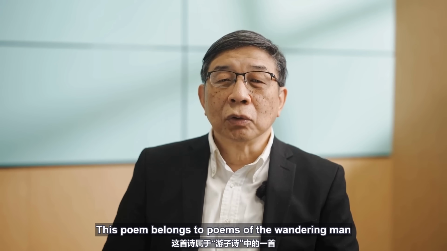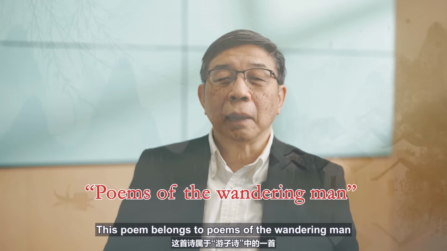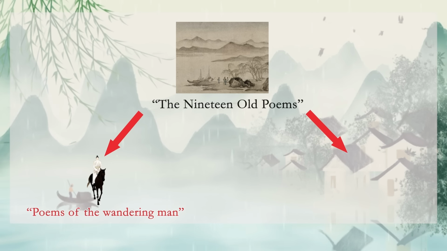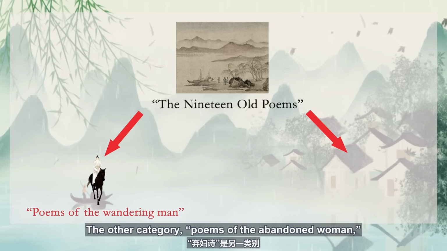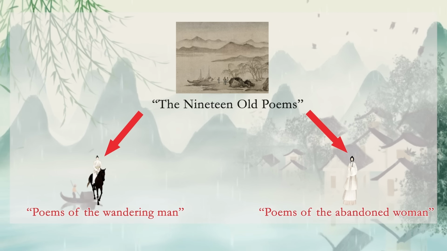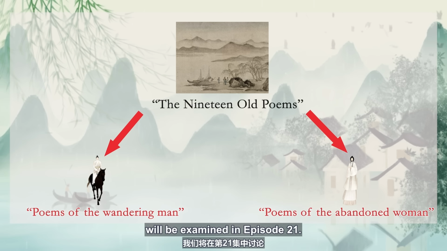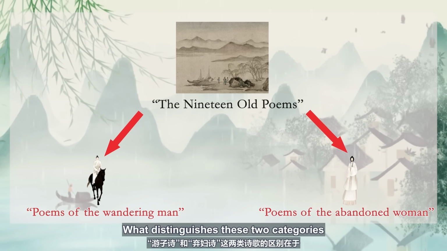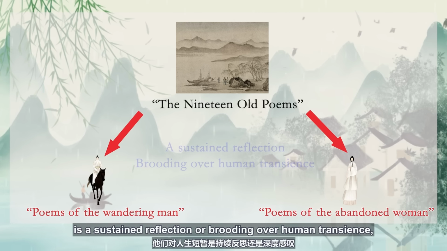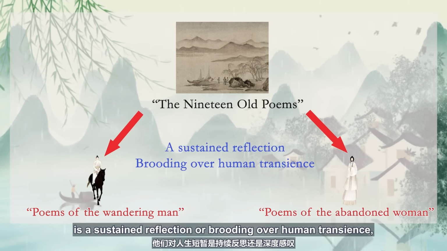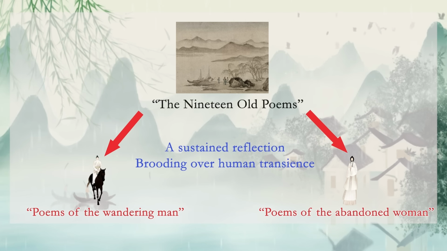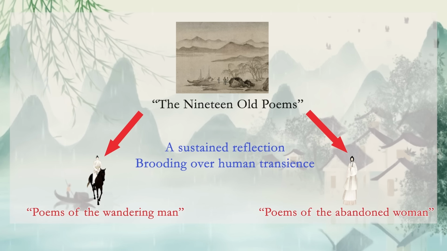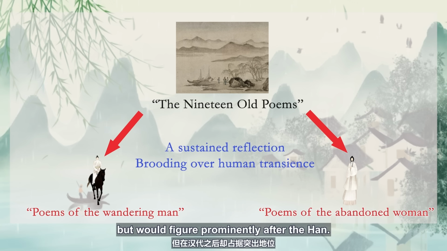This poem belongs to the Poems of the Wandering Man, one of the two categories in the 19 poems. The other category, Poems of the Abandoned Woman, will be examined in episode 21. What distinguishes these two categories is a sustained reflection or brooding over human transience, a theme that was not explored in early poetry but would figure prominently after the Han.